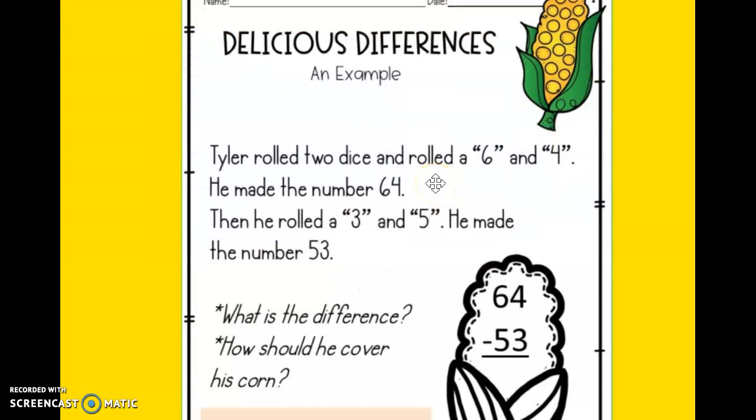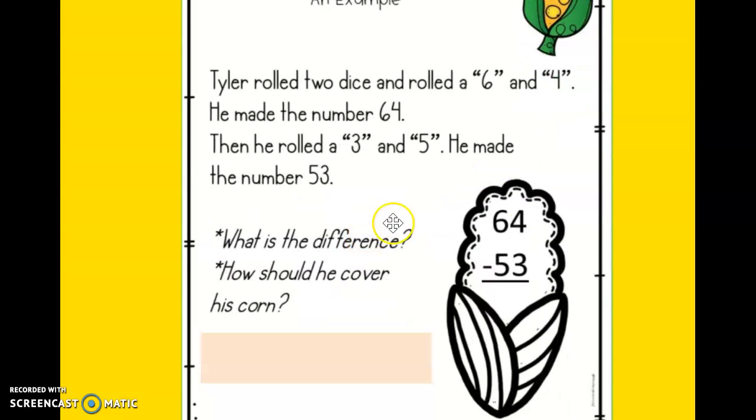So let's do a practice one together. Let's say Tyler rolled 2 dice and rolled a 6 for one and 4 for the other. He made the number 64. Then he rolled a 3 and 5. He made the number 53. Then he organized them, putting the largest number on top and the smaller number underneath.